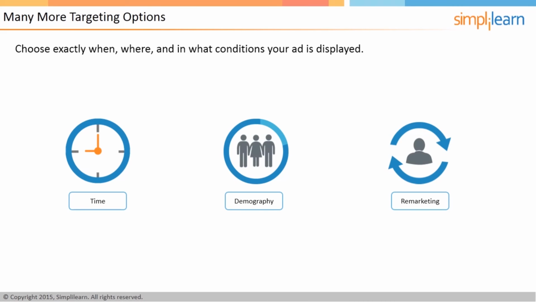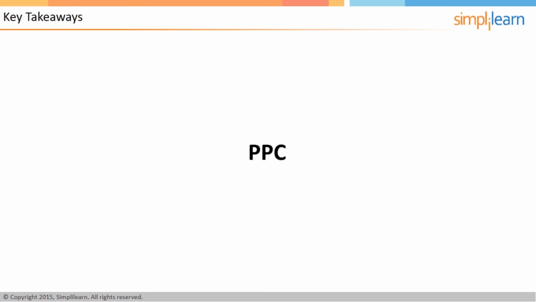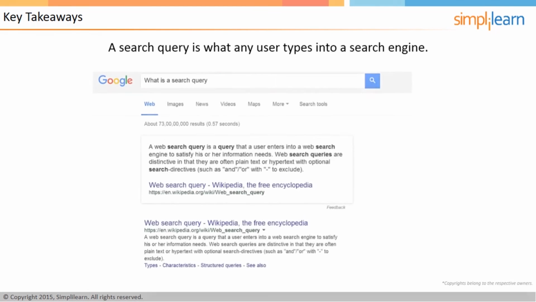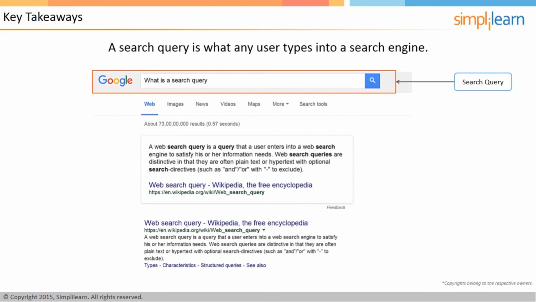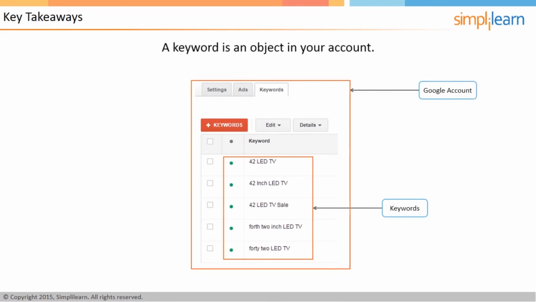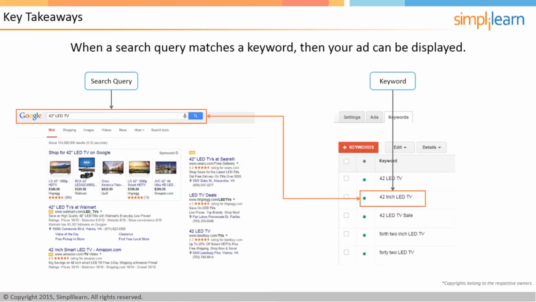So to recap our introduction to Google AdWords. Pay-per-click, or PPC, is known as pay-per-click advertising. That's the overall system itself. Now a search query is what a user types into a search engine. A keyword is what goes into your account. When the search query, what someone typed into an engine, matches your keyword, that's when your ad can be displayed. Now you're not charged for your ad being displayed.